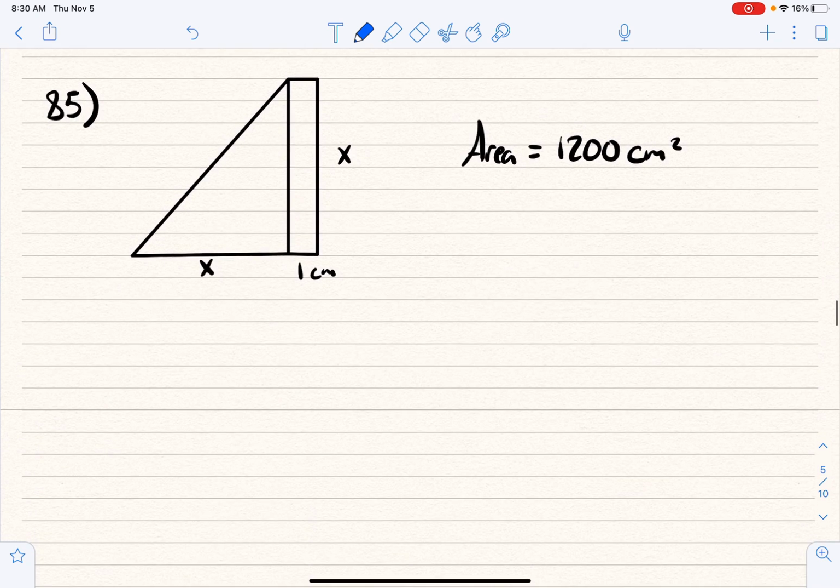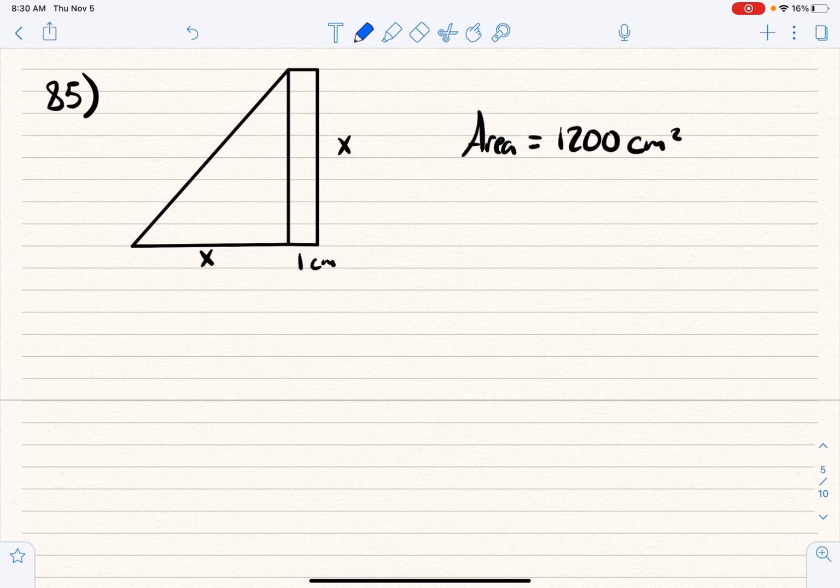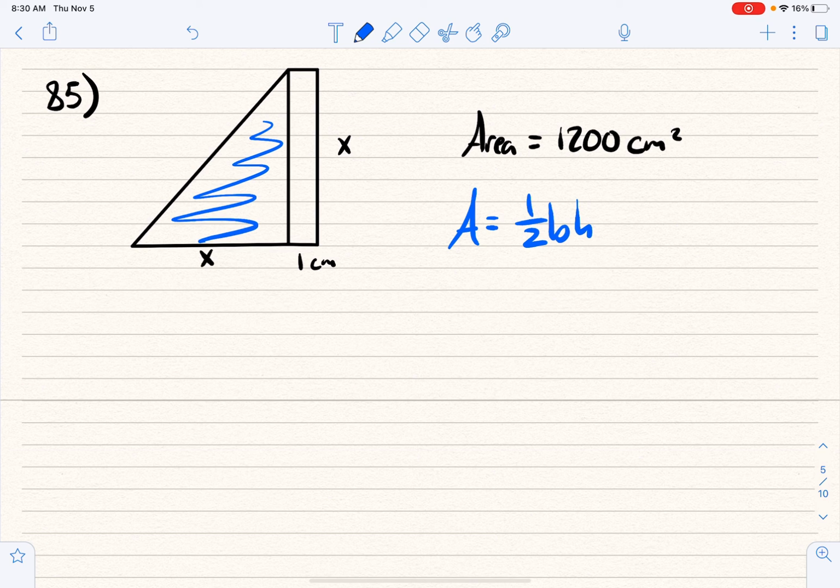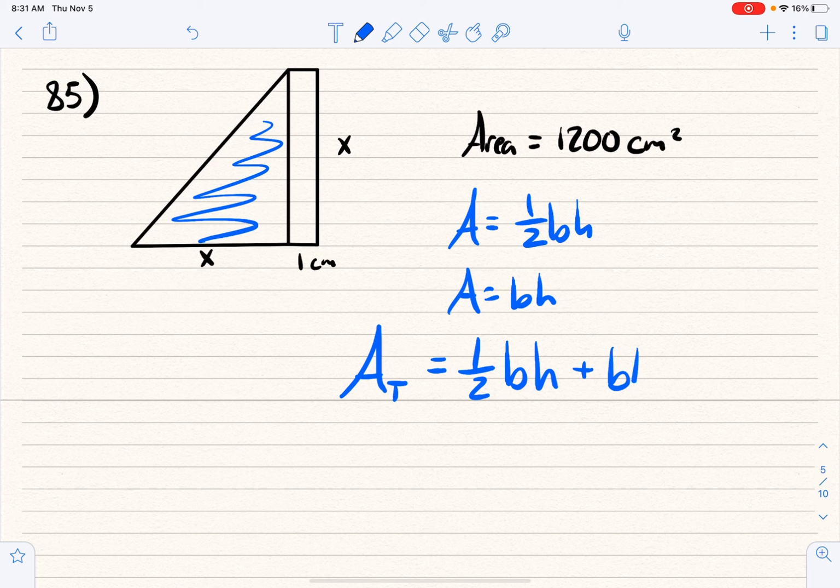Okay, let's take a look at 85. 85 is a real simple problem, almost identical. We just got to know the area of a triangle. And the area of a triangle is 1/2 base times height. So that's this part right here. And the other one is a rectangle. So the area of the rectangle is just base times height. So then you want your total area. I'm going to do A sub t for total area. And you get 1/2 base times height plus base times height.